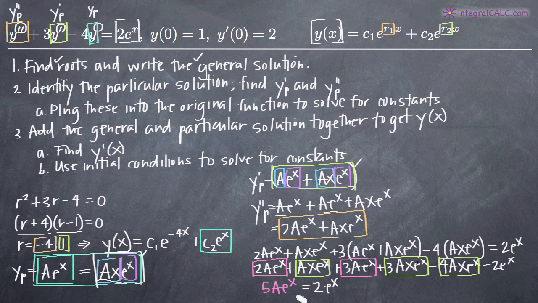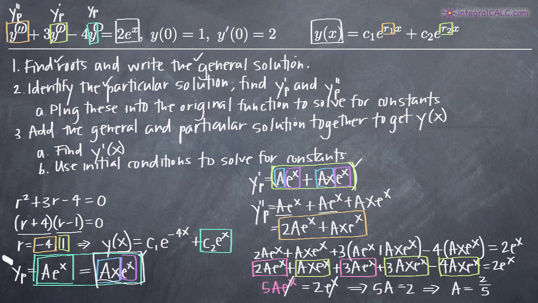Now, when we divide both sides by e to the x, this is going to go away, and we're going to be left with 5a equal to 2. When we divide both sides by 5, we'll find that a is equal to 2/5.